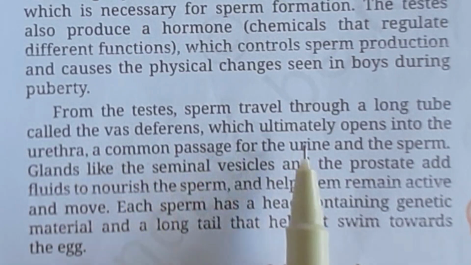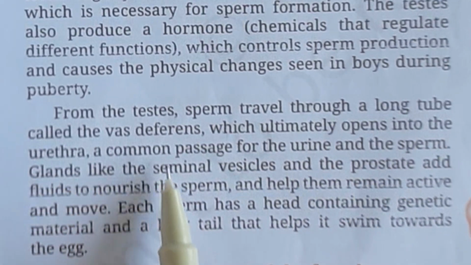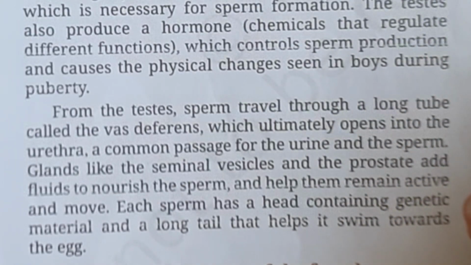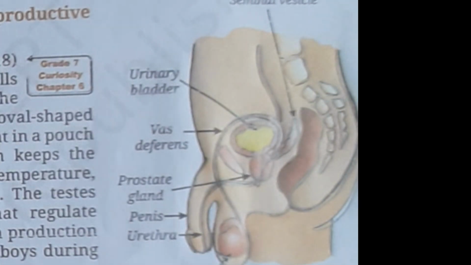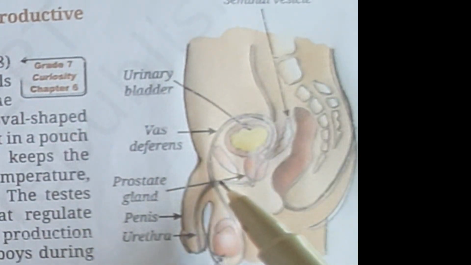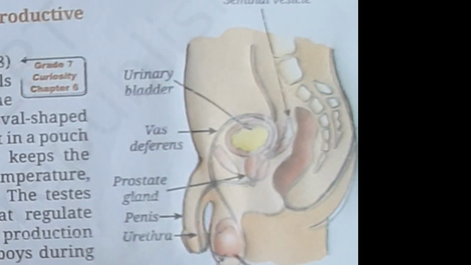From the testes, sperms travel through a long tube called Vas Deferens. So here from the testes, the sperm is traveling through a long tube which is called Vas Deferens, which ultimately opens into the urethra. So finally this Vas Deferens is opening into the urethra. So this is the urethra.